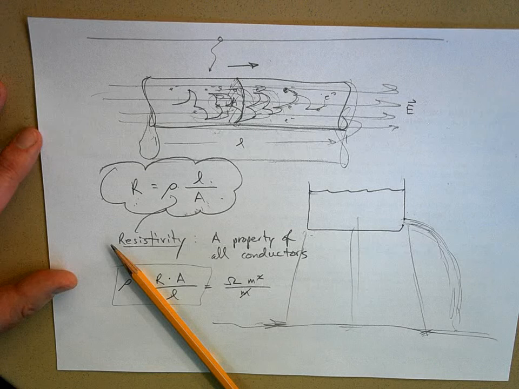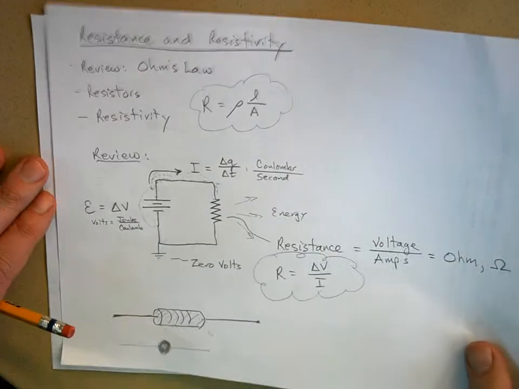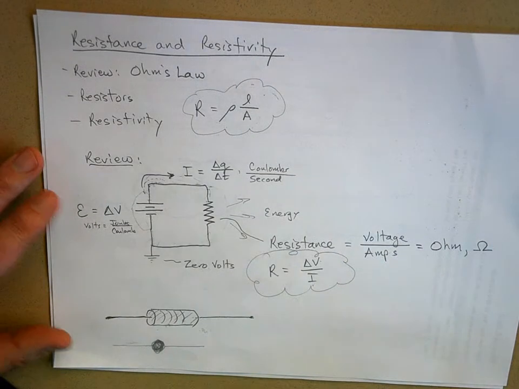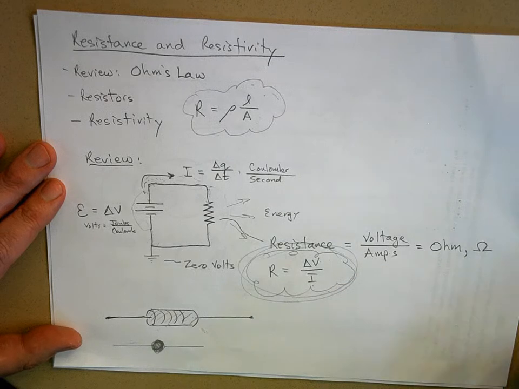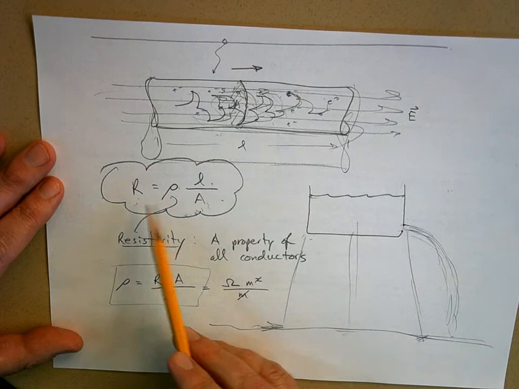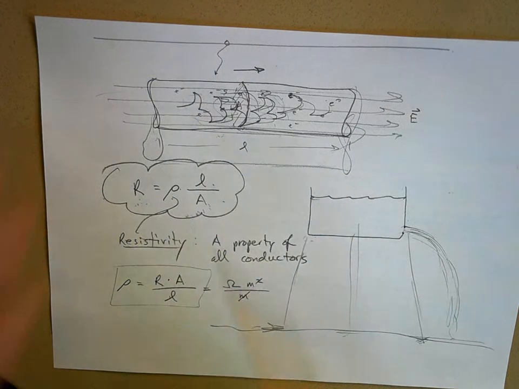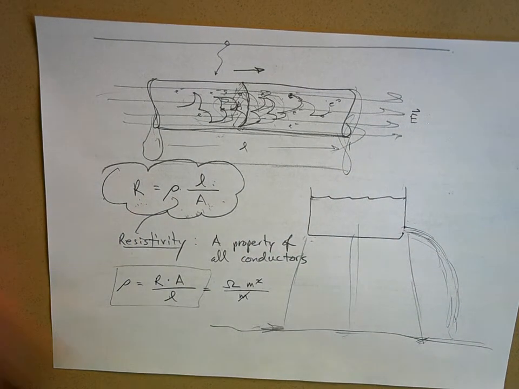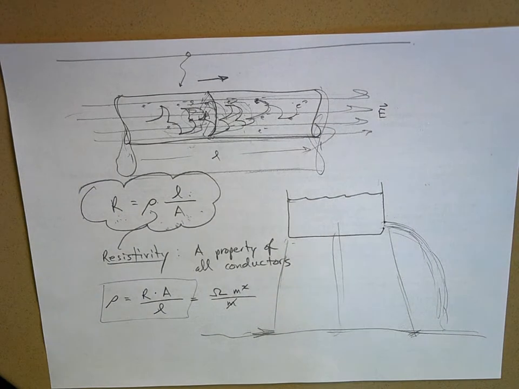So anyway, I think we covered that reasonably well. We've got Ohm's Law, which defines resistance in terms of voltage and current. And now we have resistivity, which allows us to find the resistance of a particular device based on its length, its cross-sectional area, and its resistivity. That should be enough to get you started on the problems. That is it.